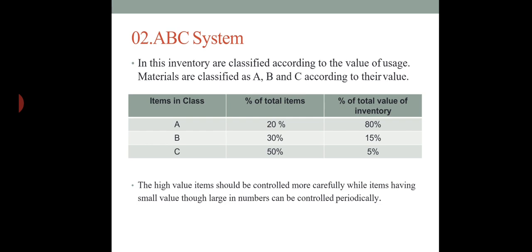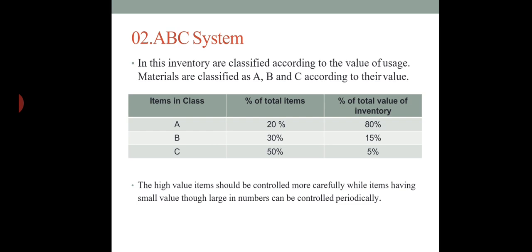The next one is ABC analysis. ABC analysis, simply we can say, is always better control. A stands for always, B stands for better, and C stands for control. So, always better control.